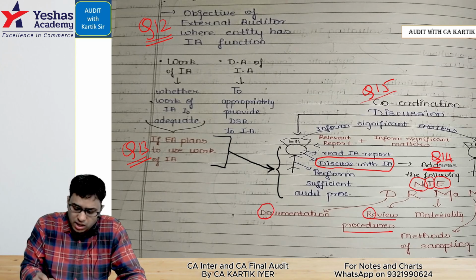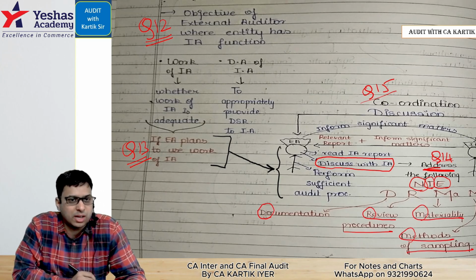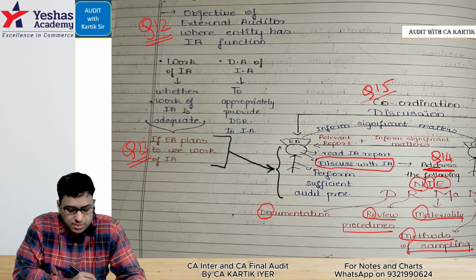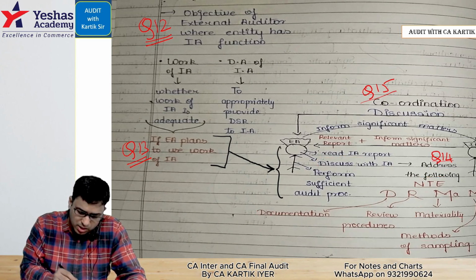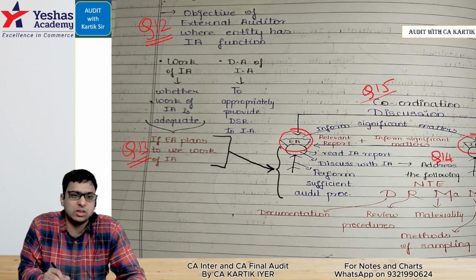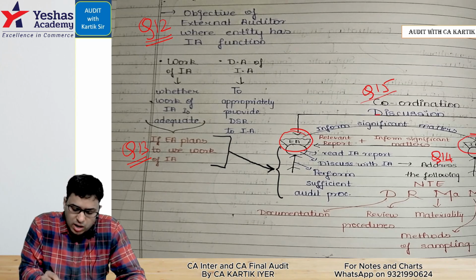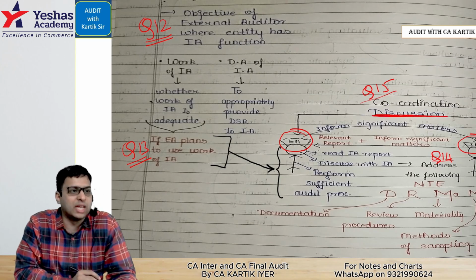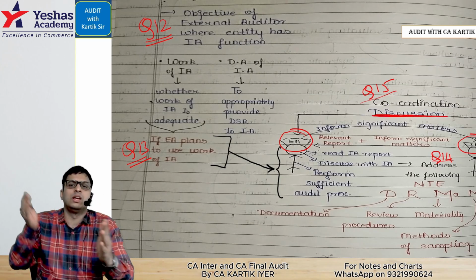What kind of review he has done? MAME was materiality and methods of sampling. What kind of sampling methods has he used? Easy. Question number 15, very, very simple. Look at the screen. So external auditor is here, internal auditor is here. First, for coordination, they should have a discussion with each other. Discussion should be there.